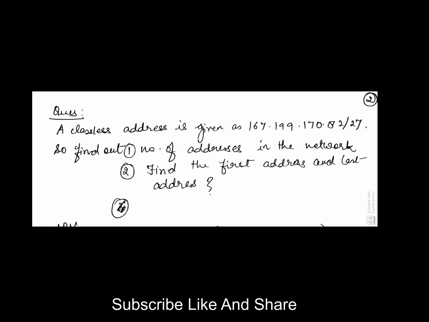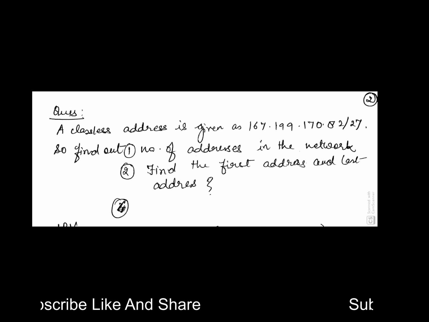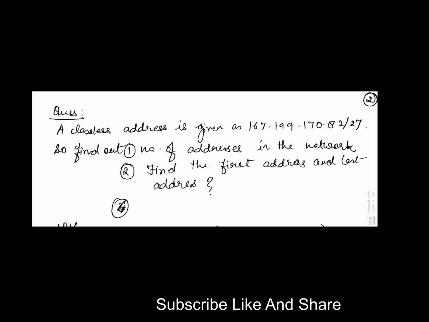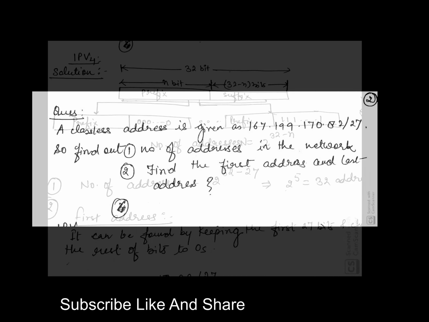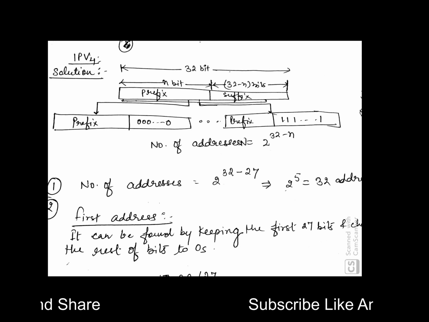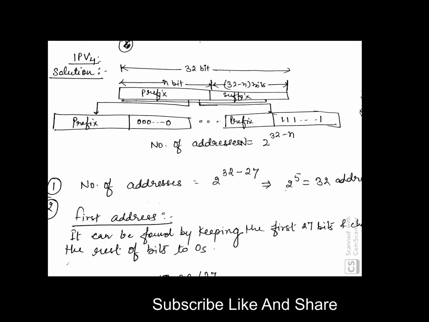Now this is the numerical problem in which you are given a classless address and the n value is 27. We have to find the number of addresses in the network, and second, find the first address and last address of the given network. So first, define the number of addresses in the network. This is the diagram we have to draw on this slide. First of all, everyone knows that IPv4 contains a 32-bit address, and the prefix length is denoted by slash n.